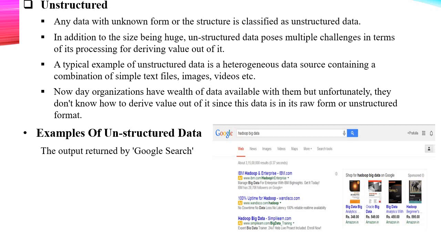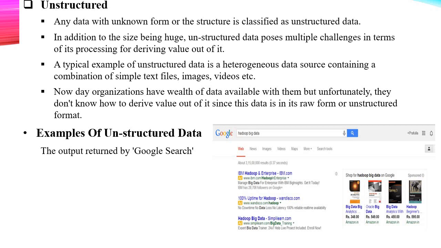Unstructured data: any data with unknown form or structure is classified as unstructured data. In addition to the size being huge, unstructured data poses multiple challenges in terms of its processing for deriving value out of it. A typical example of unstructured data is a heterogeneous data source containing a combination of simple text files, images, videos, etc. Nowadays organizations have data available with them, but unfortunately they don't know how to derive value out of it, since the data is in raw or unstructured format.